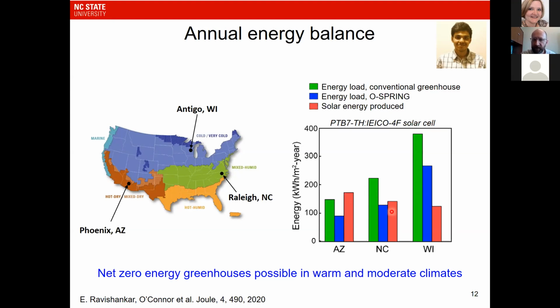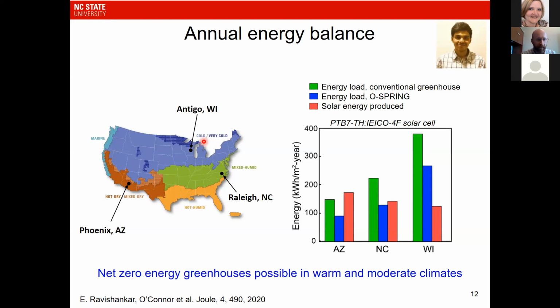But then we look at the power generation and we see we have a net surplus in Arizona. We can be net neutral, net zero in North Carolina. And in Wisconsin, we can't get there in terms of being net zero energy, but we can make up almost 50% of the energy demand for the heating, which is still pretty substantial. And in Wisconsin, you'd say, well, maybe you just don't put greenhouses there, but it's actually kind of interesting that in Canada, along the border, there's a fairly large greenhouse market or industry. So that's the energy side, and that looks promising.